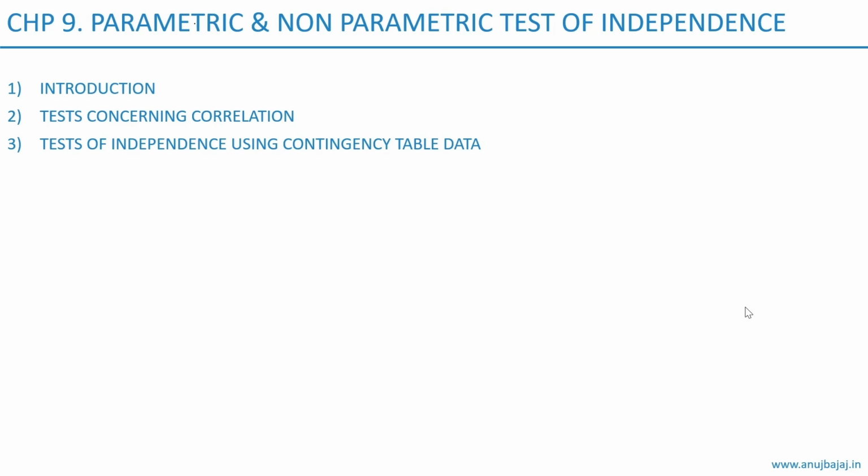Chapter 9: Parametric and Non-parametric Test of Independence. In the previous chapter, we conducted hypothesis tests on the population mean and the population variance. Here we conduct hypothesis tests concerning the population correlation. We will look at the parametric approach as well as the non-parametric approach. Then we look at the test of independence using contingency table data.